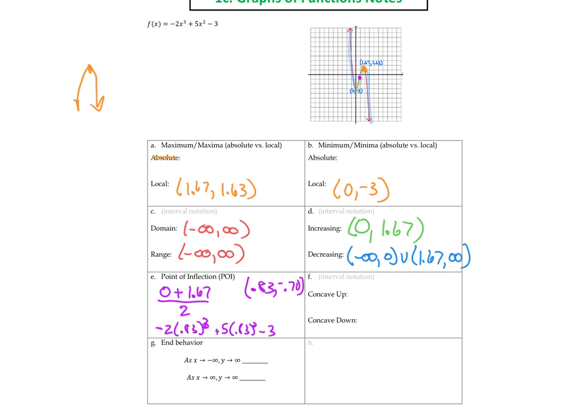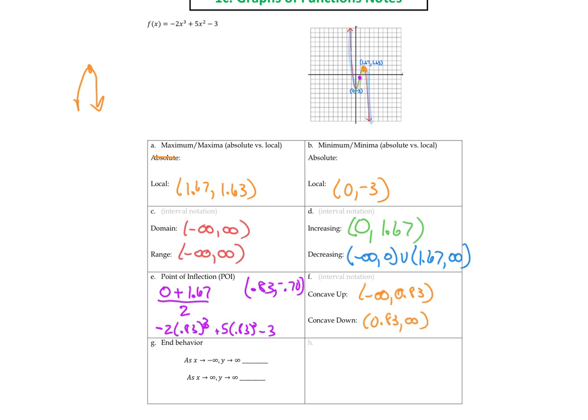Okay, concave up and concave down means when I am opening up, and that's going to be using that point of inflection. So I am concave up from -infinity to that 0.83, and then I'm concave down from that 0.83 to infinity. That's just where it changes direction.